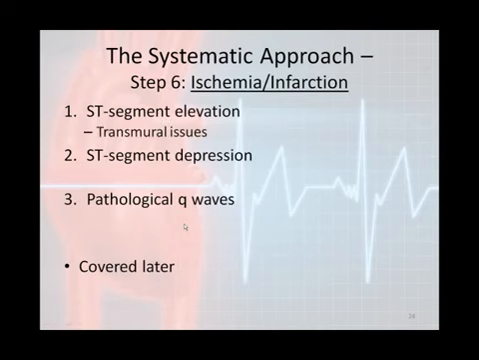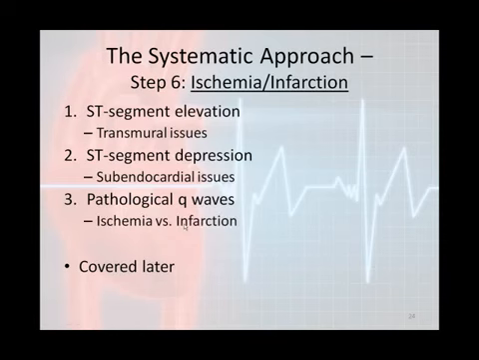ST segment elevation means that somebody is having myocardial ischemia affecting the entire thickness of the myocardial wall. We call that transmural MI. ST segment depression is actually going to show myocardial ischemia just affecting the subendocardial layer of the myocardium itself. Pathological Q waves, on the other hand, are different from a regular Q wave because they mean that there has been complete infarction of the heart tissue itself.